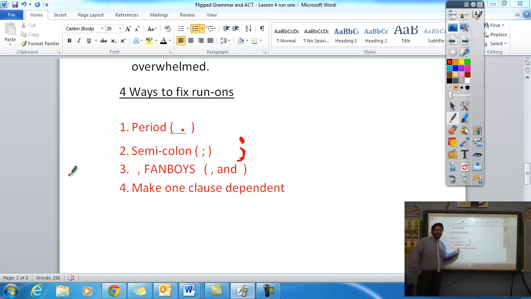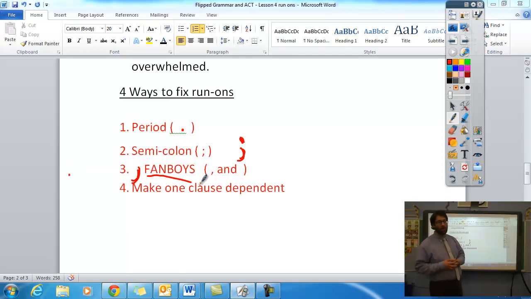You can use a comma and a fanboy. We talked about that with compound sentences, right? When you use fanboys, you put them between 2 independent clauses. So if you've got 2 independent clauses that you want to put in the same sentence, you can connect them with a comma and a fanboy, okay?